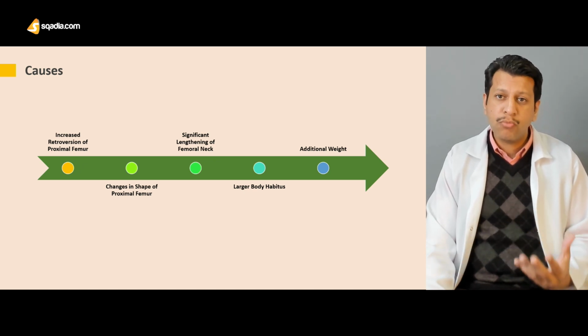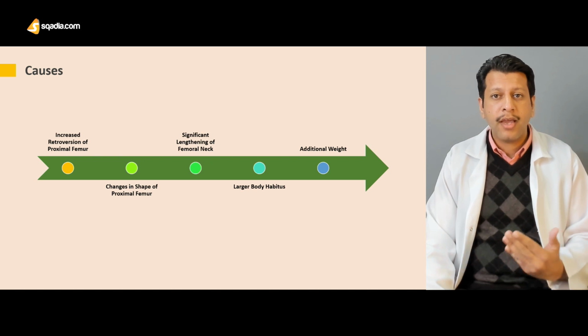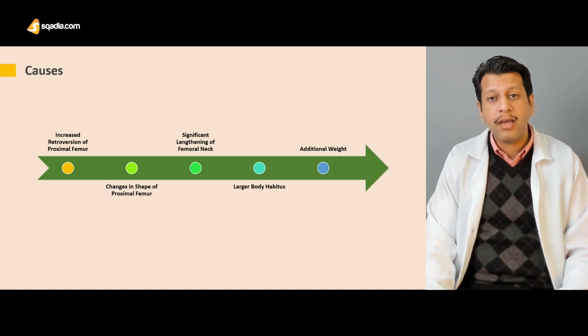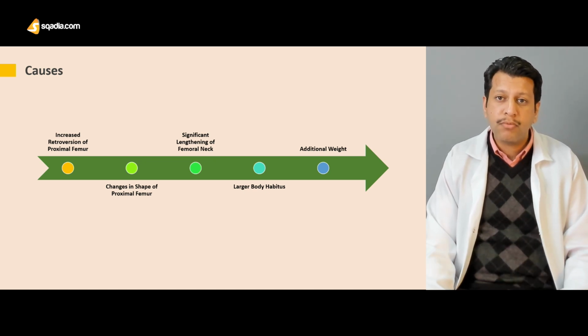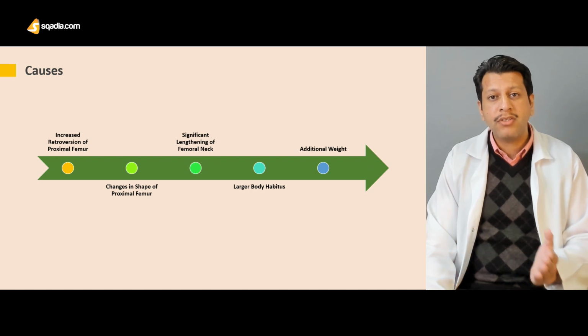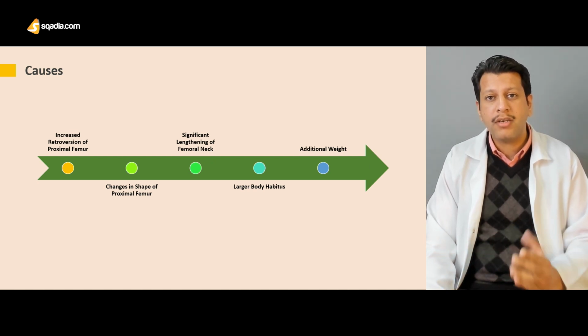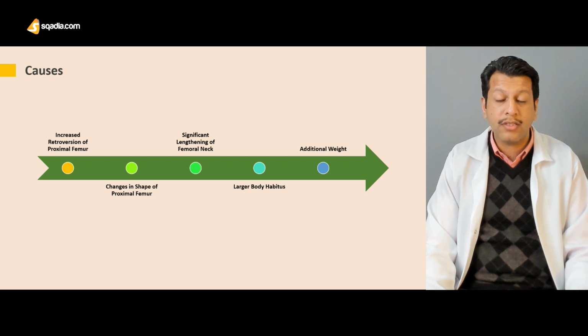And large body habitus is always accompanied by additional weight. Usually it's slightly more common in males as compared to females, and there are certain ethnicities, for example Afro-Americans, in whom this is quite common, probably due to their increased tendency towards hypothyroidism and increased body weight of these ethnicities.